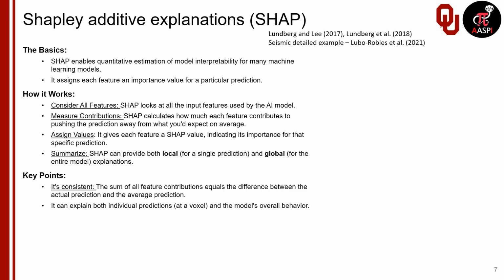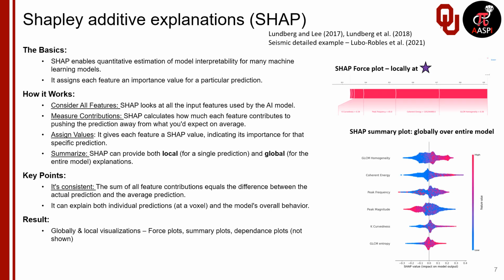Another reason we like this at AASPI is because it's very consistent. The sum of all the different feature or attribute contributions equals the difference between the actual prediction and the average prediction. So it's summing things up in a way that is a little bit more reliable and a little bit more understandable, especially on the global scale.